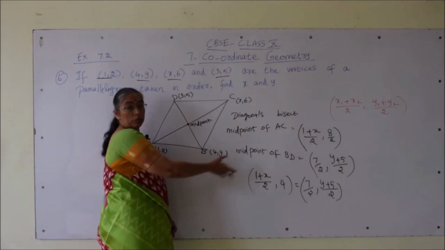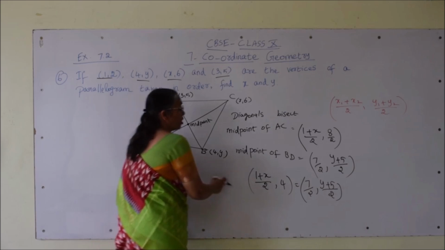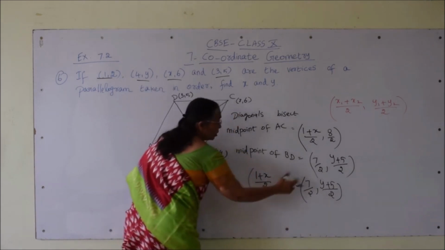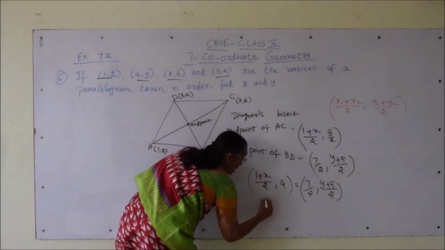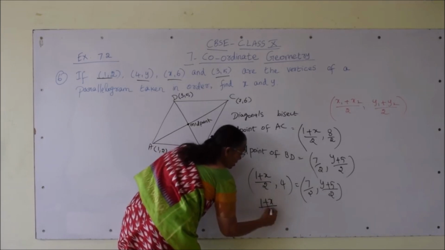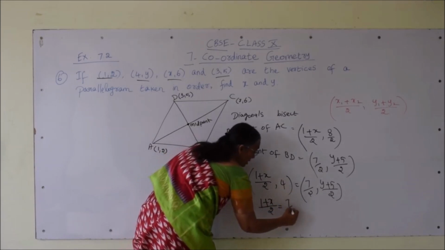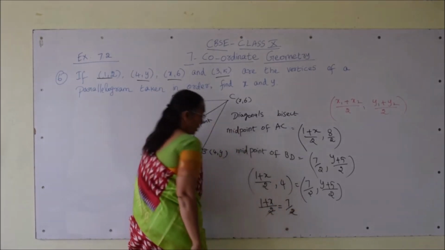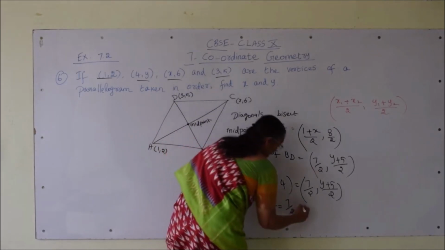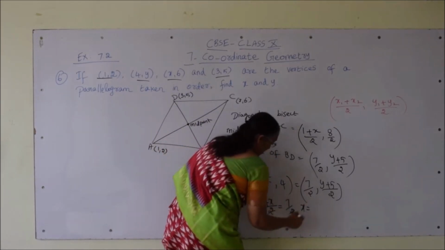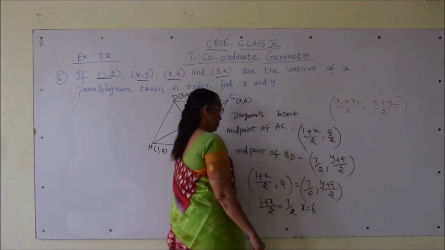Now coordinates are equal means the abscissa is equal to the abscissa and the ordinates are equal. So equating the abscissas and ordinates, (1 + x)/2 is 7/2. The 2 can cancel. So we will get the x value as 7 minus 1, 6.